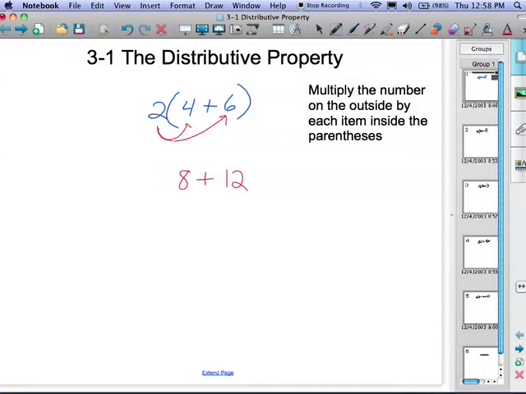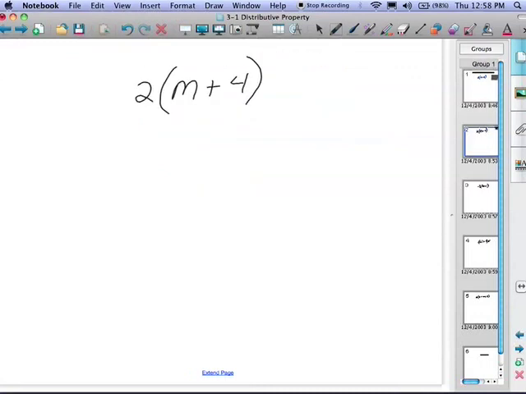What's really important is what happens when we get a problem that looks like this: 2 times m plus 4. We don't know what the variable m is, so we can't combine the m and the 4 inside the parentheses. We're just not allowed to. So we're going to use the distributive property to simplify this. And we're going to multiply 2 by both items inside the parentheses individually.